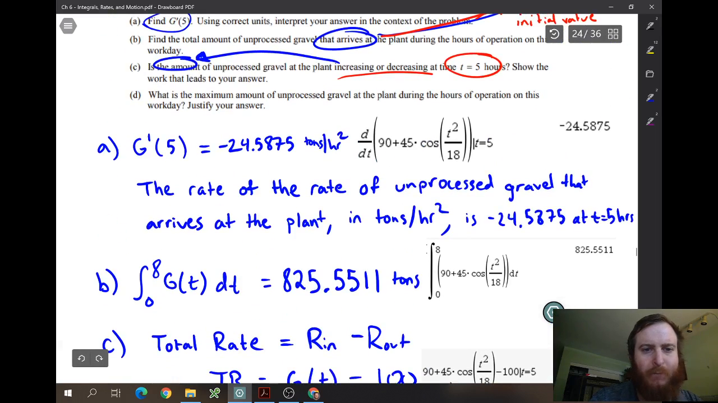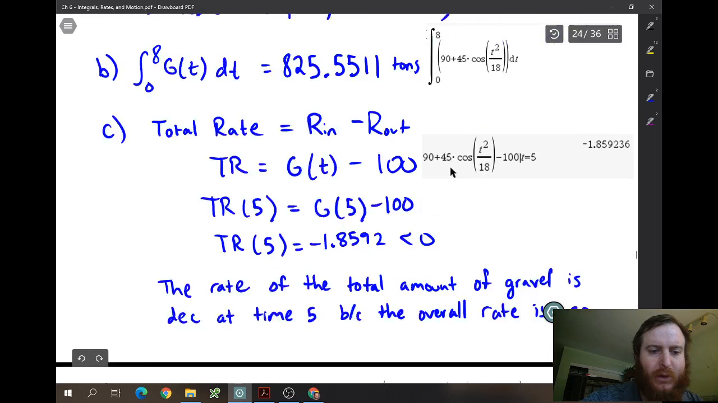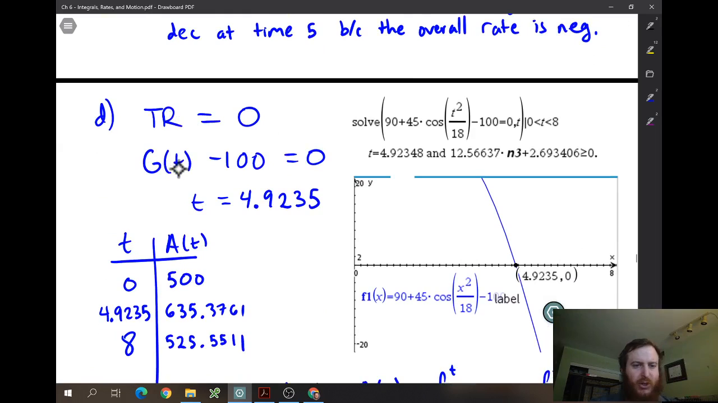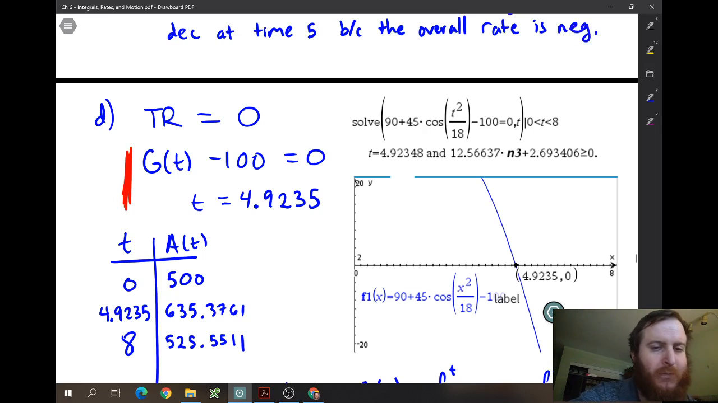And then D asks, what is the maximum amount of unprocessed gravel? If we ever want the maximum amount, again, we're going to take the derivative of the amount because that's what we're trying to maximize. So the derivative of the amount is that total rate. So we're going to set the total rate to 0, which is g of t minus 100 equals 0. This is worth 1 to 2 points. Make sure you write that down. Even if you don't do anything else, write that down. You just got 1 to 2 points. So whenever you see maximum, just take your derivative, set it equal to 0. In a rate question, take your rate in minus your rate out, set it equal to 0.